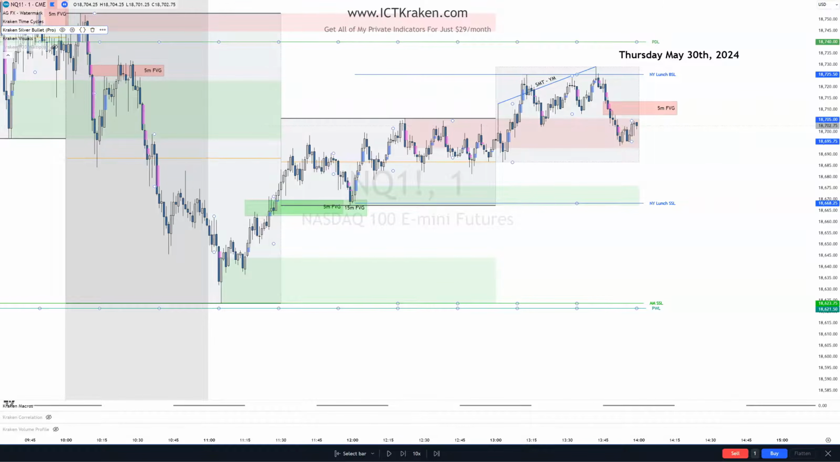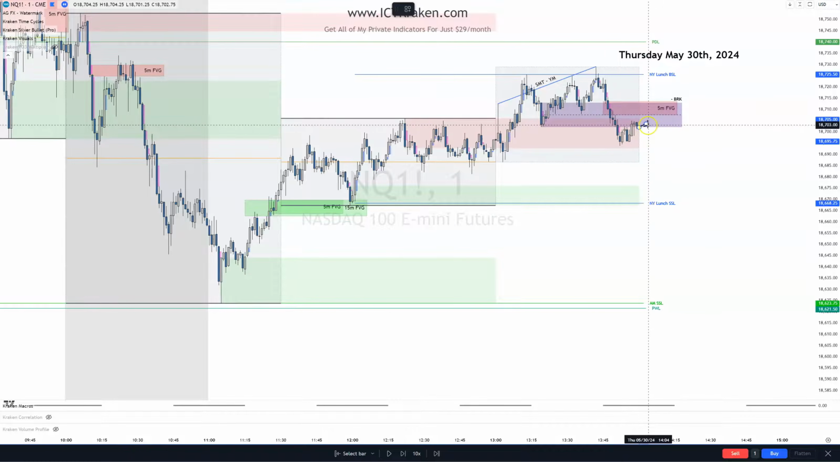So let's see. There is a breaker block right here. So as soon as we get in here, if we come into this breaker block, I can short it. What would I be targeting? Well, the first target would be New York sell side, and the next one would be AM sell side down here. So this is what I'd want to see. Just want it to come like here, you know, like in here.